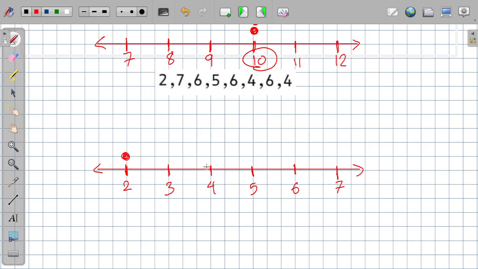So I have 1 point above 2, 2 points above 4, 1 point above 5, 3 points above 6, and 1 point above 7. Okay, so let's move the points. I will move the point of 2 to 3 and the point of 7 to 6. I'll move the point of 3 to 4 and the point of 6 to 5.